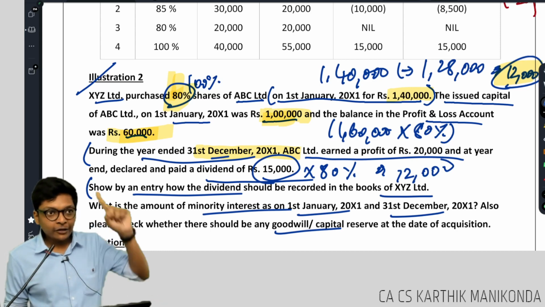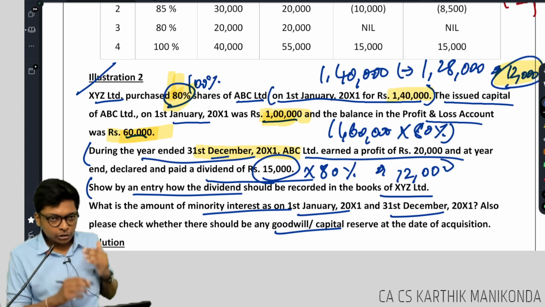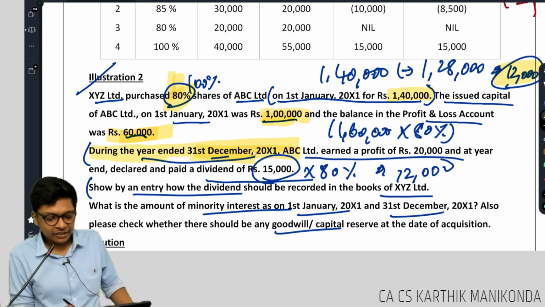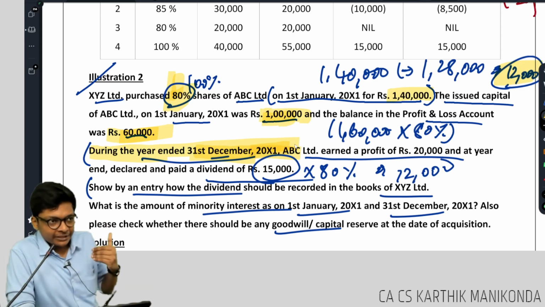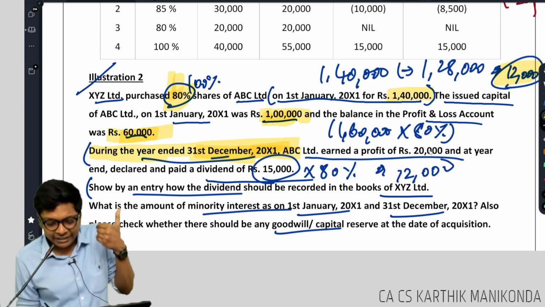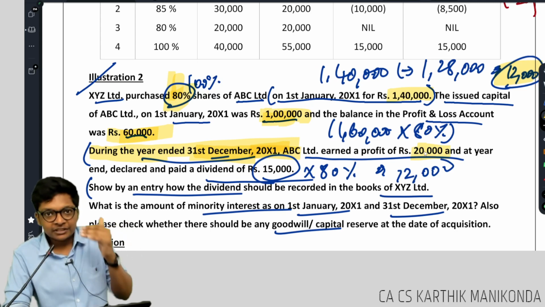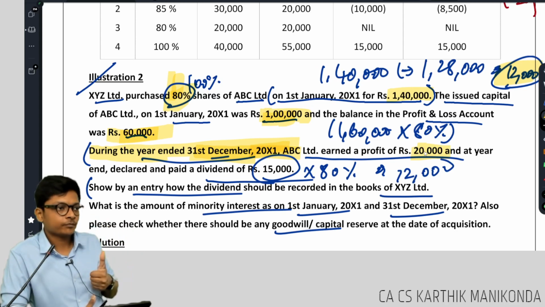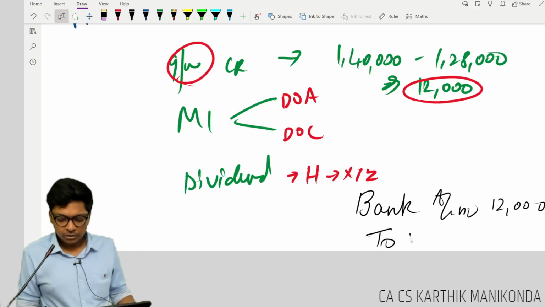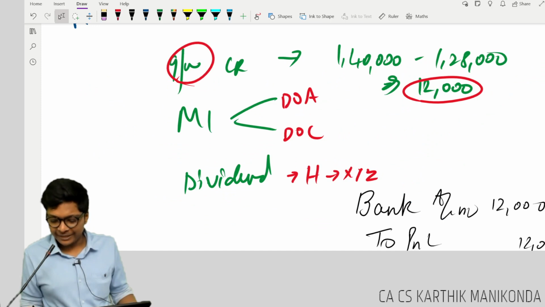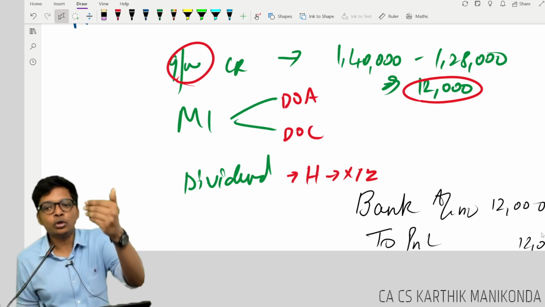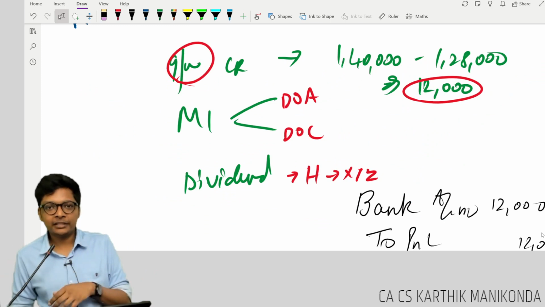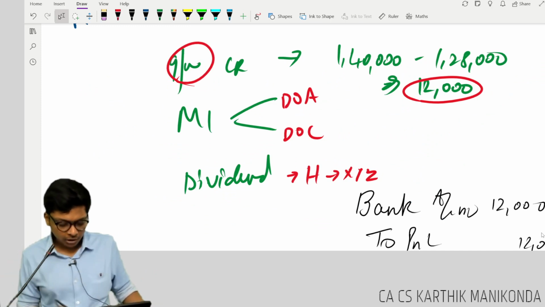Here, acquired on 1st Jan. Then look at the wordings. After acquisition, during the year ended 31st December 2021. That means during the year I earned another additional profit of 20,000, which is my post-acquisition profit. In that, the dividend is paid. Correct? So I will credit what, guys? P&L 12,000. Basically, I will credit dividend income, transferred to P&L. Are you following? Easy, guys. Rahul, understanding. Kritish, Rahul, yes, following.